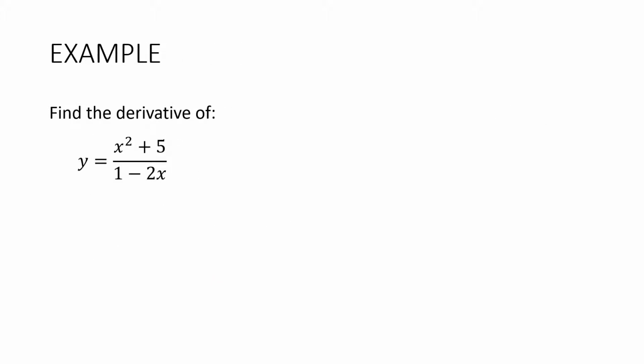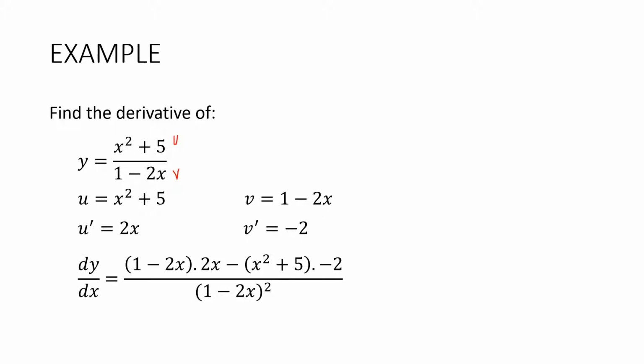Okay, so here's a quotient rule. So we've definitely got a numerator, a function on the numerator, and a function on the denominator. So this is u, and this is v. Do the derivatives. So u dash will be 2x, v dash will be negative 2. Okay, now we've got to construct that quotient rule.